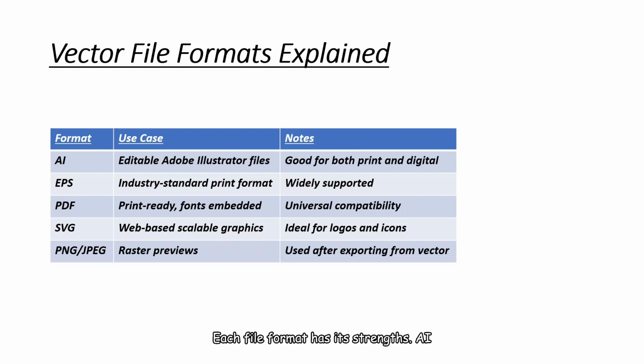Each file format has its strengths. AI is perfect for editable design, EPS is print friendly, and PDFs are universally accepted. SVG excels on the web. PNG and JPEG are raster exports that may be needed depending on the medium.